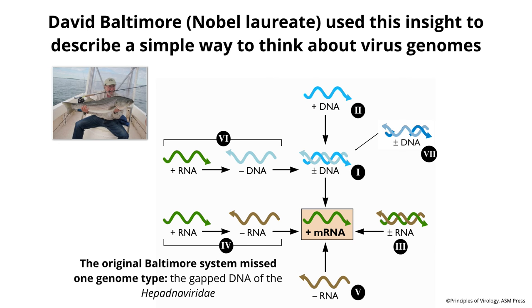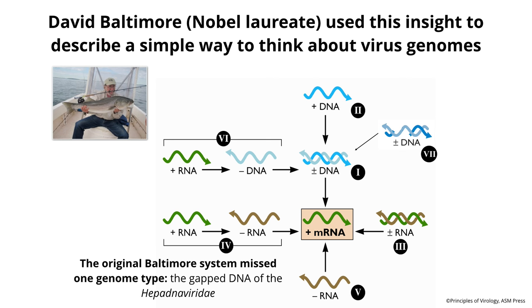And this Baltimore scheme is his thinking. What he said is, all virus genomes have to get to mRNA. So let's make a scheme with mRNA in the middle here. You can see plus mRNA. And then let's see how the different genomes get to it. So he assigned 6 different classes of genome in this scheme. And let's start with class 1, double-stranded DNA. From double-stranded DNA, you can make mRNA. So that's a very simple pathway to mRNA.